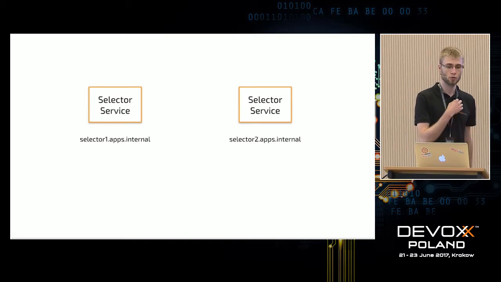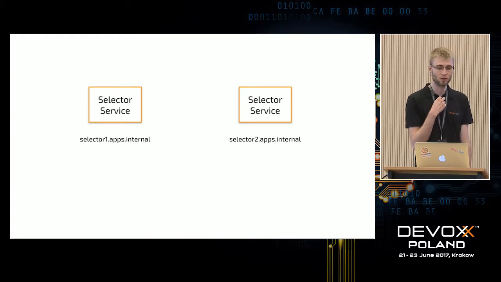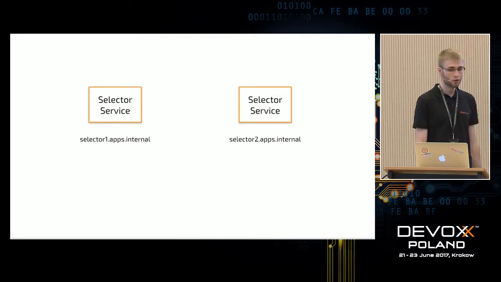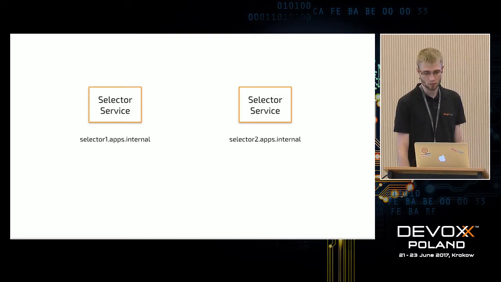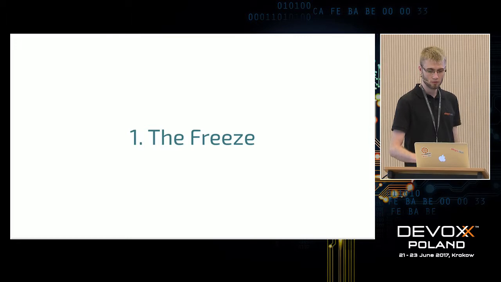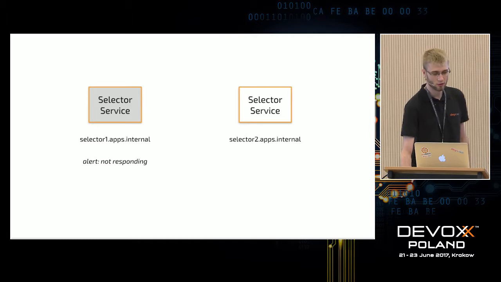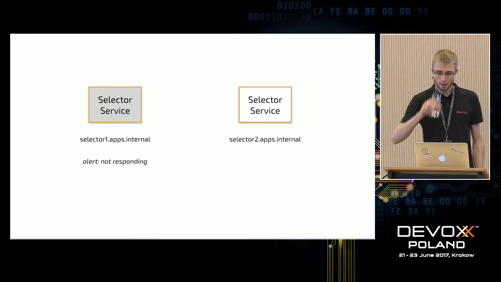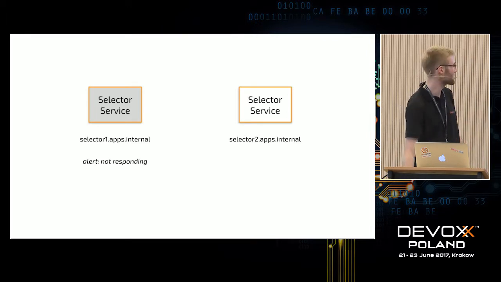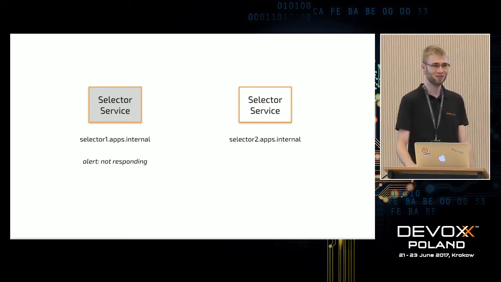So let's imagine it's working in 2 instances, Selector 1 apps internal, Selector 2 apps internal. Those are the host names, and it's running on production for weeks. Everything is fine, and there are no problems with it. But suddenly, out of the blue, we get an alert that this first instance is not responding. So what happened? What would you do? Any ideas? What would you do to discover what's happened?